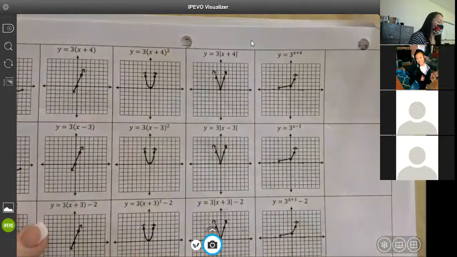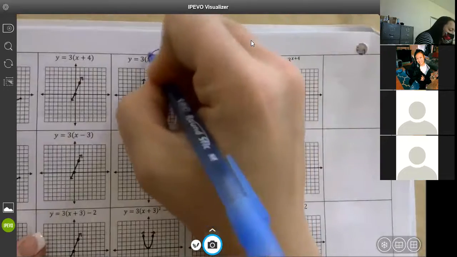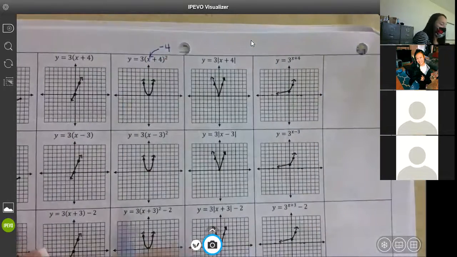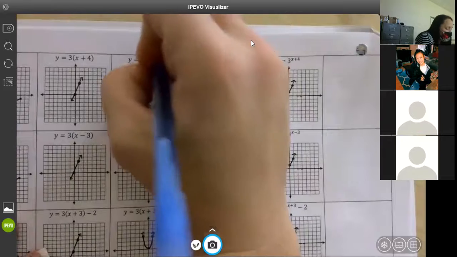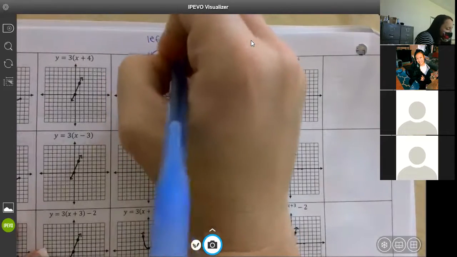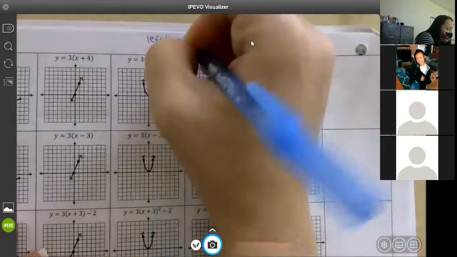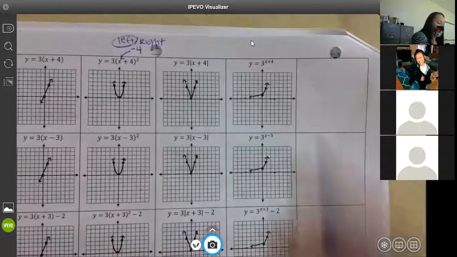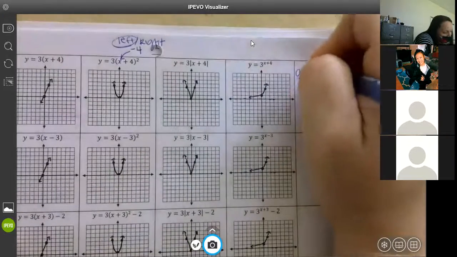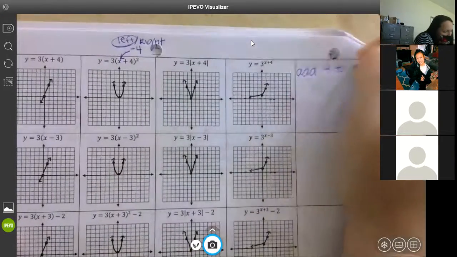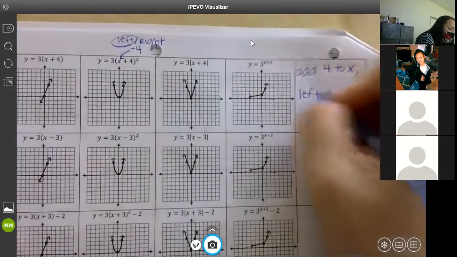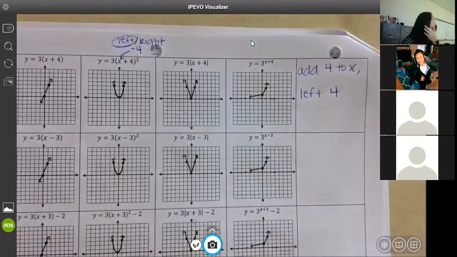So remember what I told you, we put this 4 inside. So we have to take it out to make it a negative 4. And x deals with left or right. And since it's negative, we're going to the left. So add 4 to x means we actually move left 4.